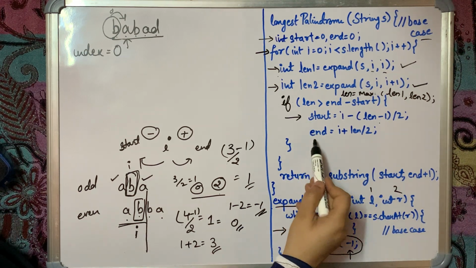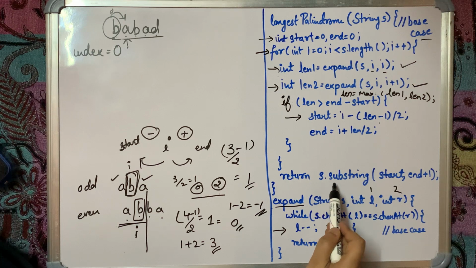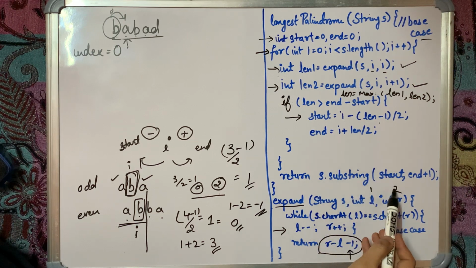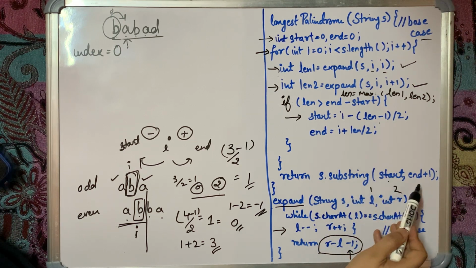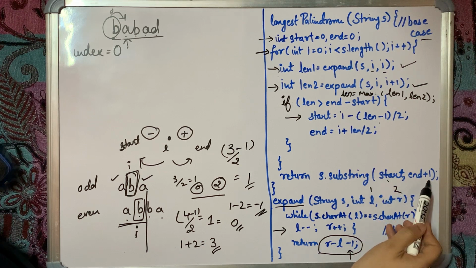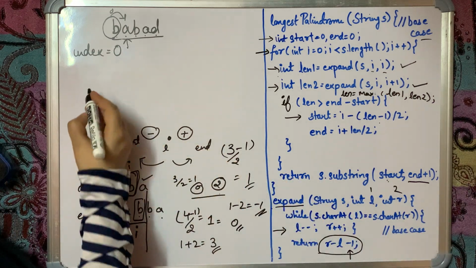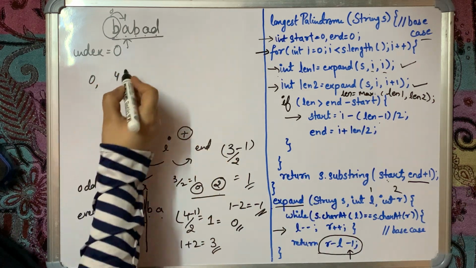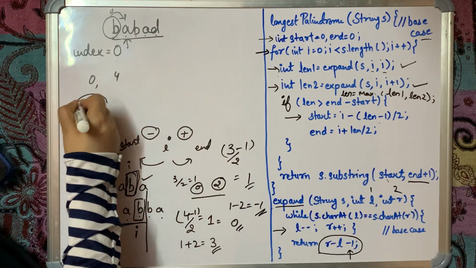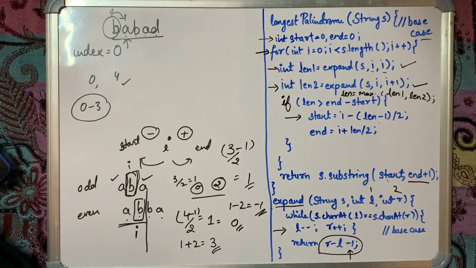And once you get that, you just have to return the string. So in Java you have the function substring, where you put the start index and end plus 1, because the substring function does not consider the last index. So if you enter 0, 4, it will return the characters from 0 to 3 only. It will not return the 4th character. So that's why it's here. So that's pretty much it for this question.